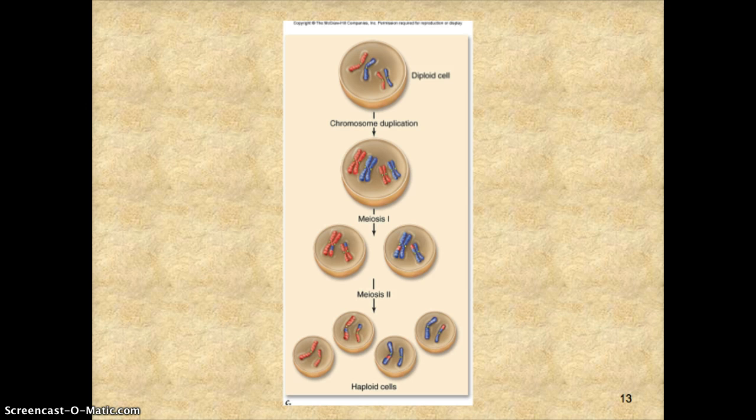We go through meiosis 2, and we separate sister chromatids, so we have one original and one duplicate. This is not reduction division because we're not reducing the number, we're just separating the original from its copy.